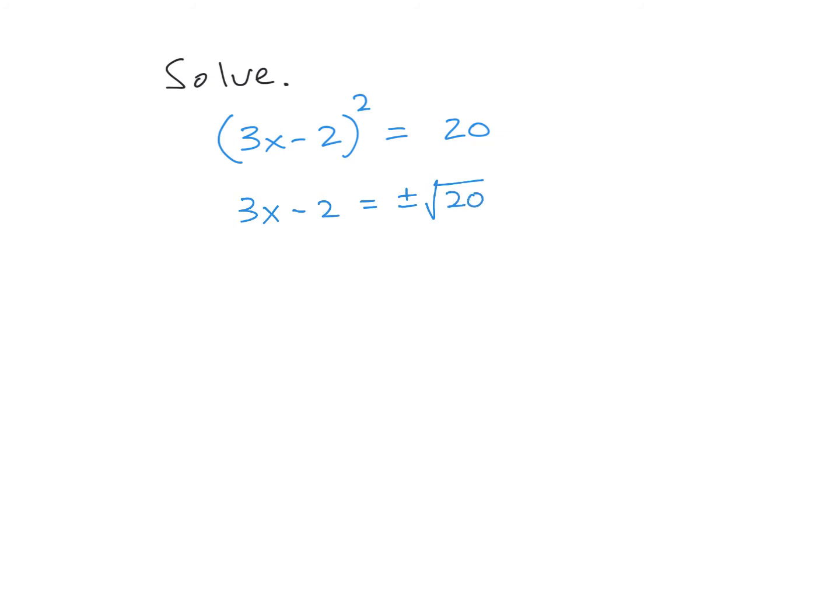So let's take a moment and try to simplify the right side as much as possible. We recall that 20 is not a perfect square, but if I think of this as the square root of 4 times the square root of 5, 4 is a perfect square. And so 3x minus 2 equals plus or minus, bring that down. The square root of 4 simplifies to just regular old 2 times the square root of 5 stuck inside the radical, because it's not a perfect square, nor does it have any perfect square factors.